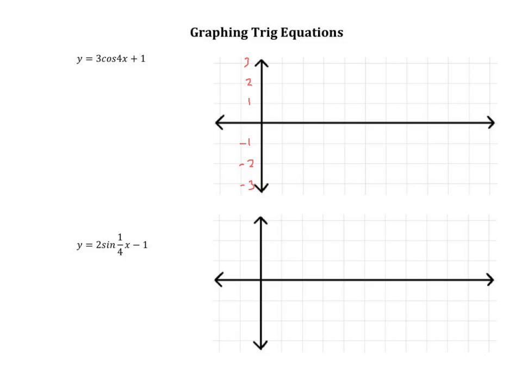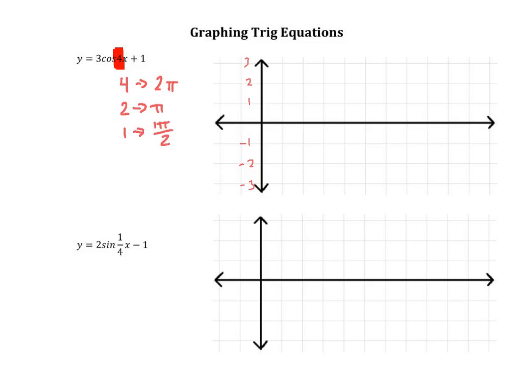The first thing that you need to look at is the frequency. And our frequency is going to be 4. That means there are 4 graphs of cosine between 0 and 2 pi. Now, we are looking to graph one period. So if there are 4 graphs in 2 pi, that means there's going to be 2 graphs in a pi, and then 1 graph in half a pi.